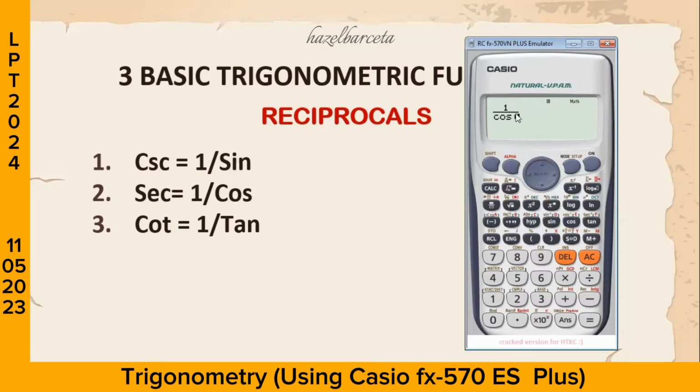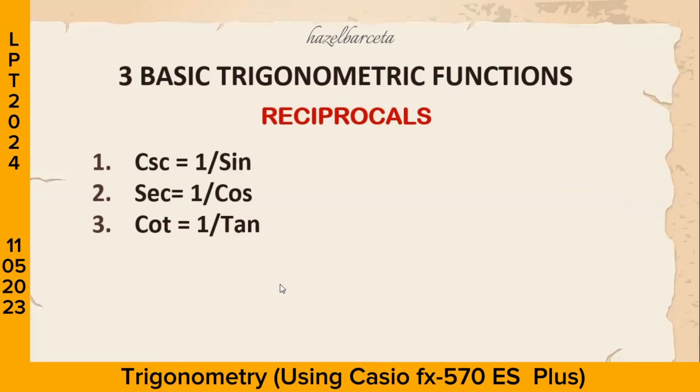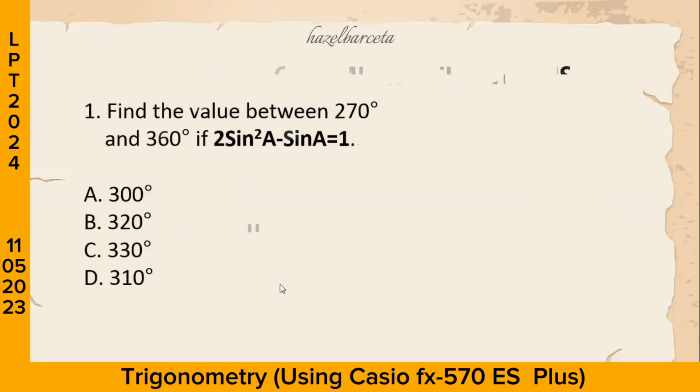So, mag-iingat din po tayo sa paggagamit ng ating cursor. So, ayan. Secant 45, that will be 1 over cosine 45. Ganyan po natin siya i-input dito dahil wala po ang ating tatlong reciprocals. Okay? So, that's it. And we are now ready to solve problems. Okay? Huwag pong malilito.